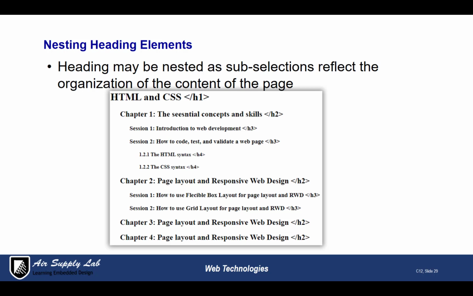Headings may be nested as sub-sections that reflect the organization of the content of the page. For example, H1 is used to display the title. H2 is used for chapter sections. H3 is used for each section. And H4 is used for subsections in each section.